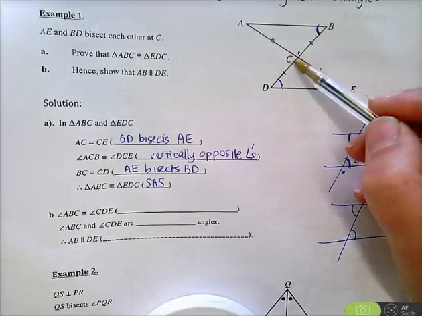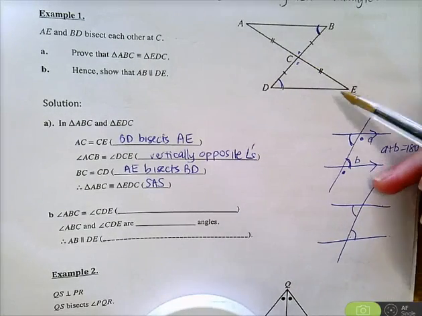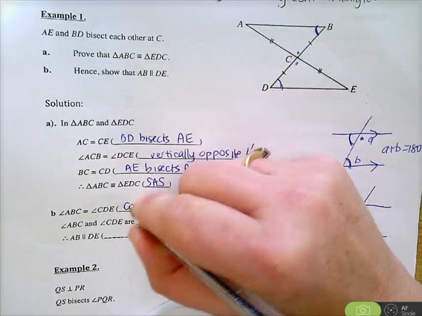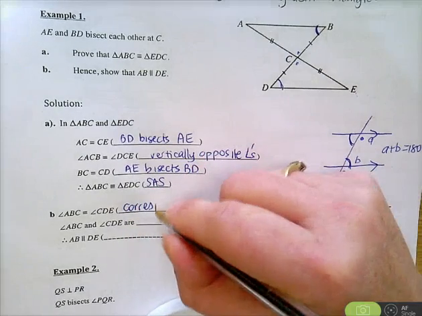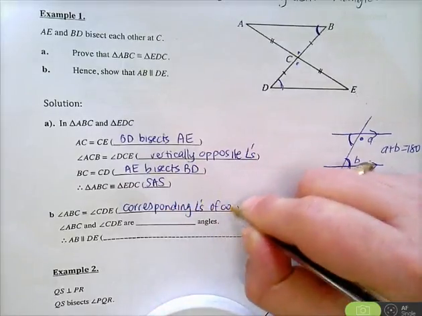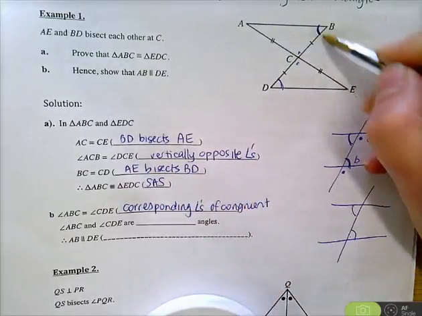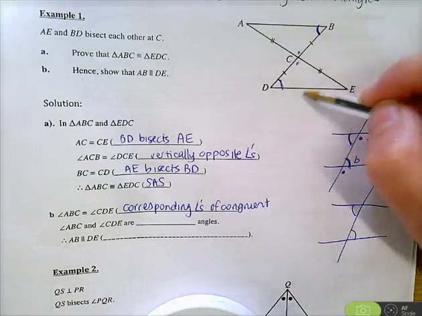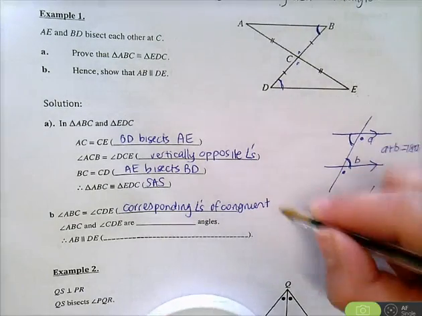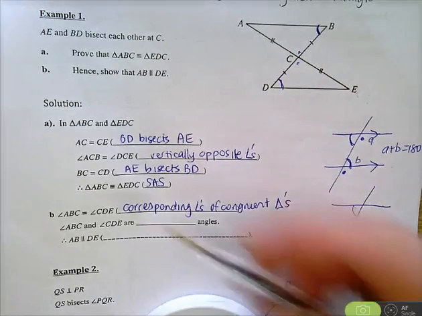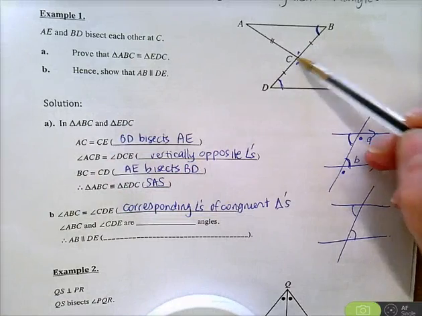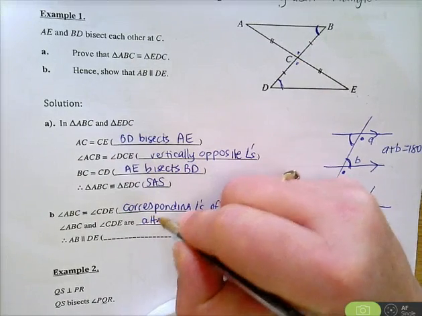So angle ABC is equal to angle CDE, and the reason is not that they are alternate, but they are corresponding angles of congruent triangles. The reason I'm saying that that angle equals that one is that I've proven that the two triangles are congruent, and those are the matching or corresponding angles in those congruent triangles. Then we say, and angle ABC and CDE are also alternate angles.